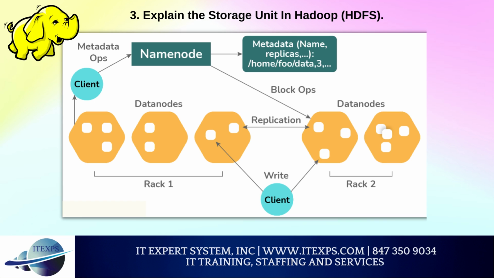Data node. The data nodes are the slave daemon that operates on the slave nodes. It saves the actual business data. It serves the client read-write requests based on the name node instructions. It stores the blocks of the files, and the name node stores the metadata like block locations, permission, etc.